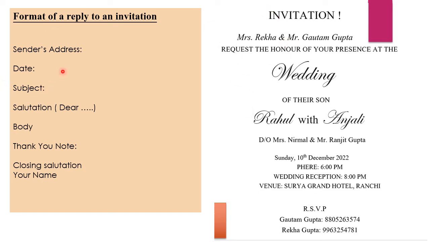Can you see this format? First of all, you have to write the sender's address, which means your own name and address. Then you write the date on which you are replying, and then the subject. The subject can be either accepting the invitation or declining the invitation, because only two things are possible, either accept or decline.